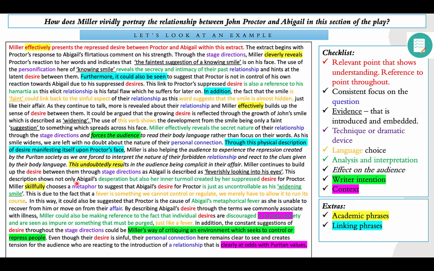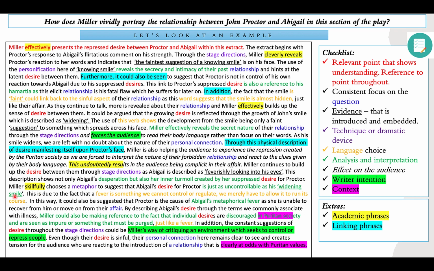This description shows not only Abigail's desperation, but also her inner turmoil created by her suppressed desire for Proctor. So this is our analysis and interpretation of what is shown. Miller skillfully chooses a metaphor, so we have a technique here, to suggest that Abigail's desire for Proctor is just as uncontrollable as his widening smile.